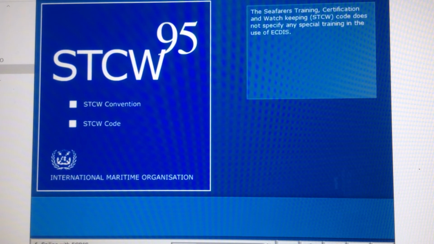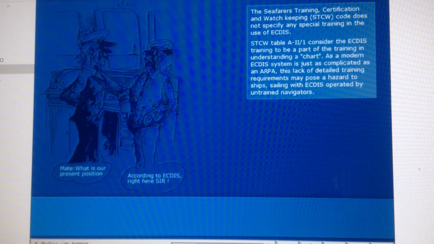The Seafarer's Training, Certification and Watchkeeping Code does not specify any special training in the use of ECDIS. STCW Table A21 considers the ECDIS training to be a part of the training in understanding a chart. As a modern ECDIS system is just as complicated as an ARPA, this lack of detailed training requirements may pose a hazard to ships sailing with ECDIS operated by untrained navigators.